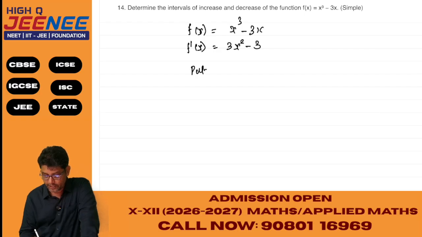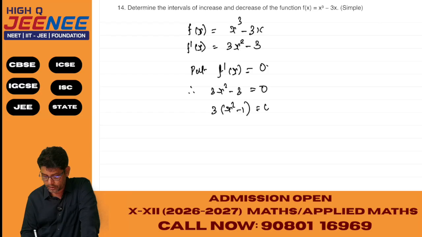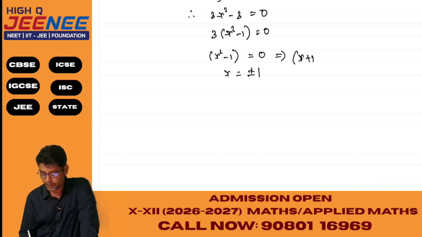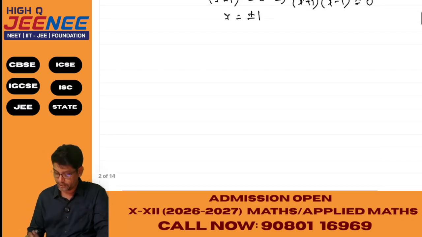How to find out the critical point? Put f dash of x equal to 0. So therefore, 3x square minus 3 equal to 0. 3 into x square minus 1 equal to 0. So x square minus 1 is equal to 0. What is x equal to? Plus or minus 1. This can be done as x plus 1 into x minus 1 equal to 0, so x equal to plus or minus 1.